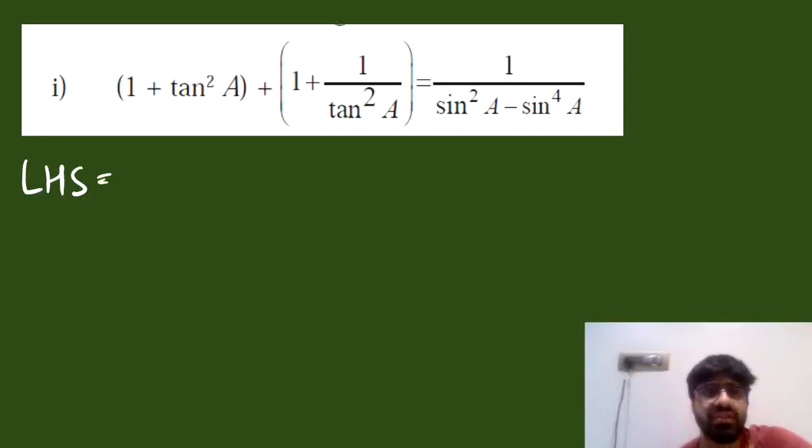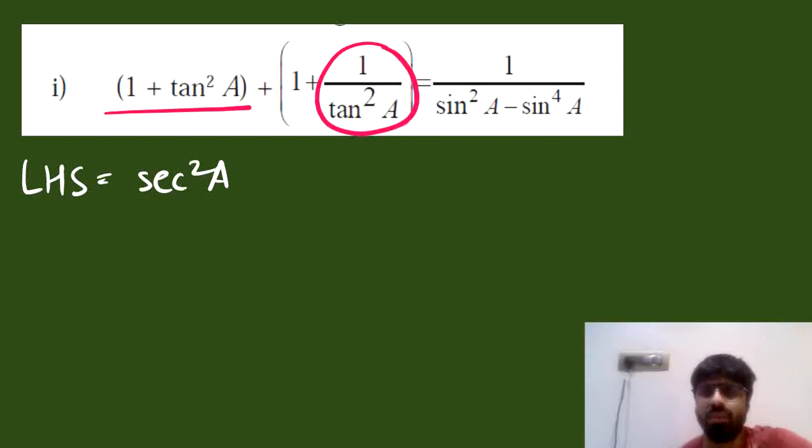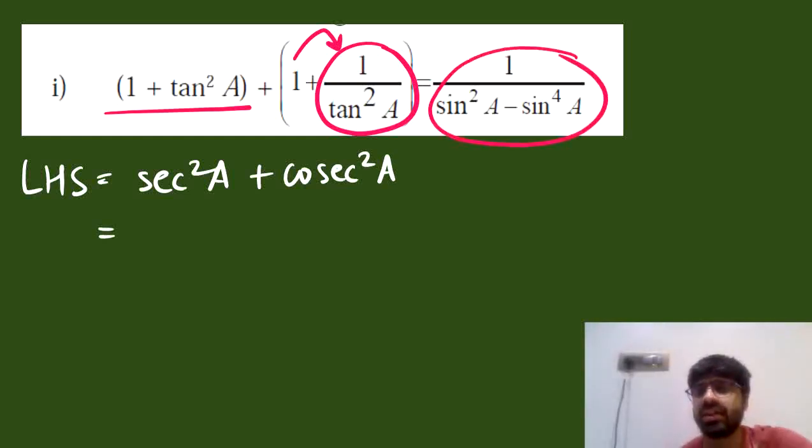So on the left hand side we have 1 plus tan square a, and that will be equal to sec square a. And the second term is 1 upon tan square a, which can be written as cot square a, and then this 1 plus cot square a is basically equal to cosec square a. So the left hand side is sec square a plus cosec square a, and we need to convert that entire thing to sine square a minus sine power 4a.